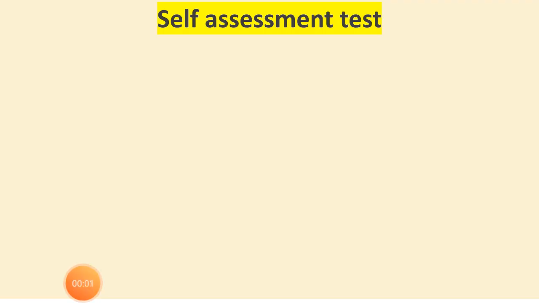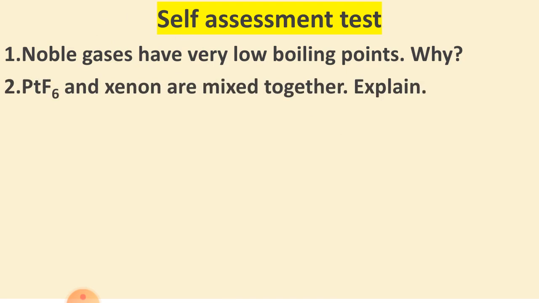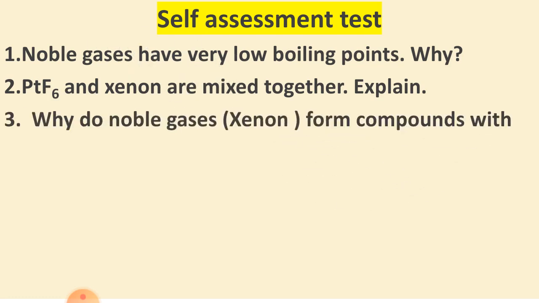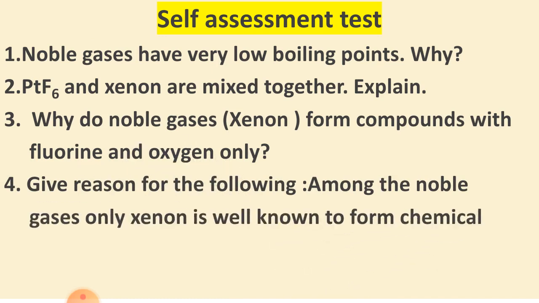Now students, here some questions are given as a self-assessment test. Look at the questions and find the answers from the PPT video. The first question: noble gases have very low boiling points. Why? Second, PtF6 and xenon are mixed together. Explain. Third, why do noble gases, that is xenon, form compounds with fluorine and oxygen only? Question number 4, give reason for the following: among the noble gases, only xenon is well known to form chemical compounds.